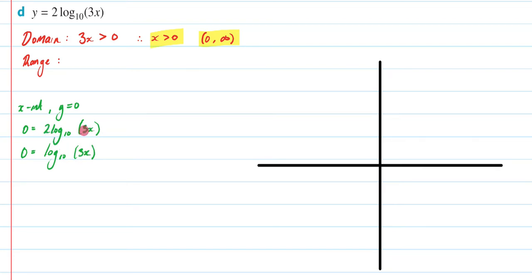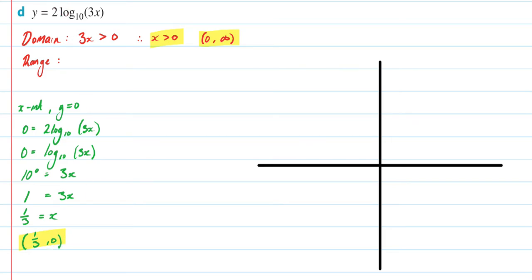The 3 in front of my x is going to impact it, because now when I come to write this in index form, it will be a base of 10 raised to the 0 equals 3x. I now can say this is going to be 1, because 10 raised to the 0 is 1. Then this is going to be 3x. I then have to divide both sides by 3, so I'm going to get 1 over 3 equals x, which means my x-intercept is going to be (1/3, 0). So that right there is my x-intercept.